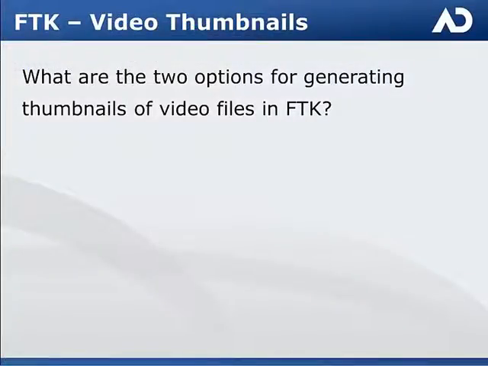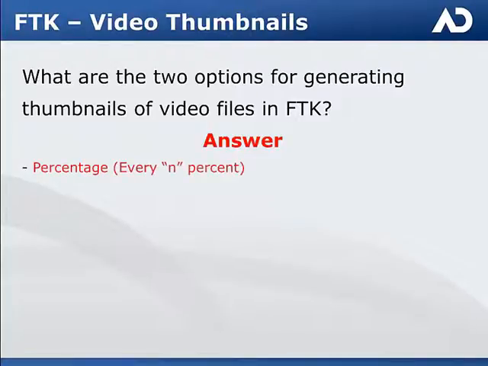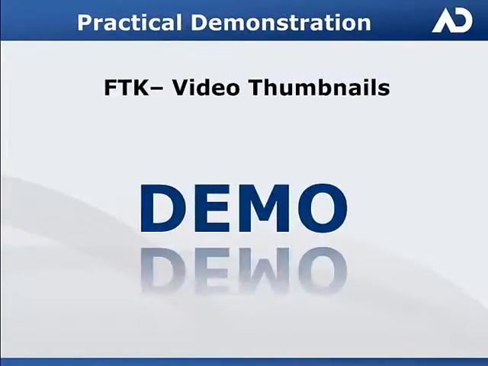What are the two options for generating thumbnails of video files in FTK? And the answer? You can generate the thumbnails by percentage, every n% of the length of the file, or you can do it by interval, every n number of seconds. Let's take a look at the video thumbnail function in the tool.